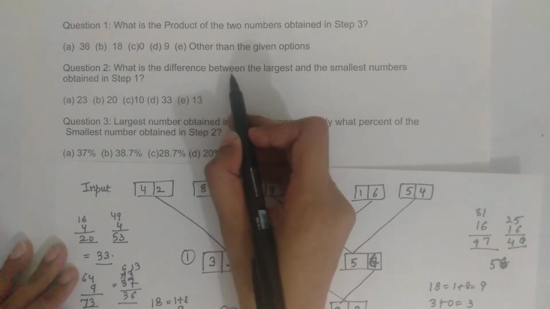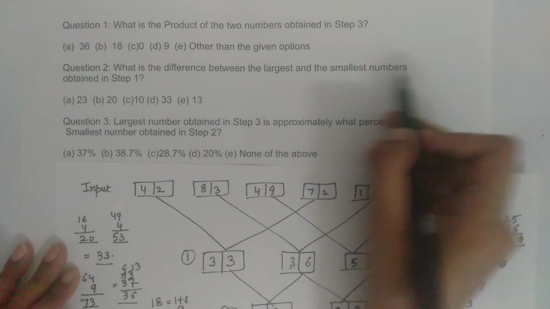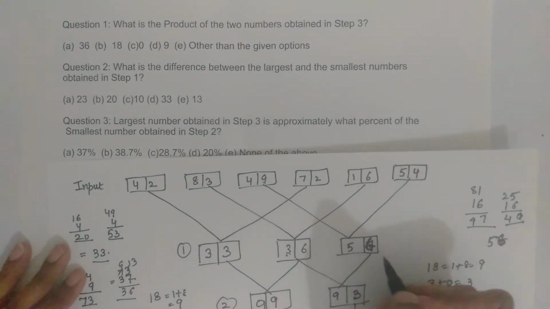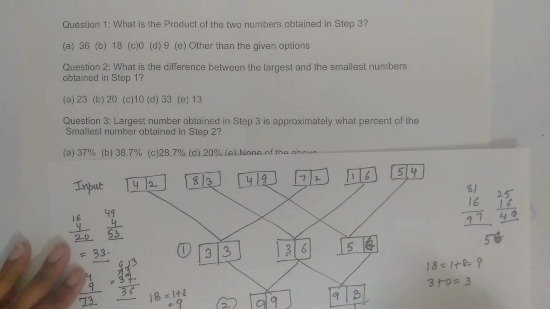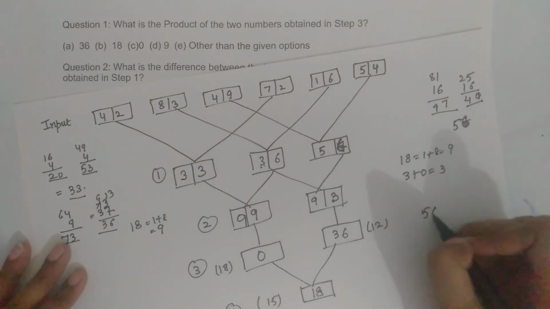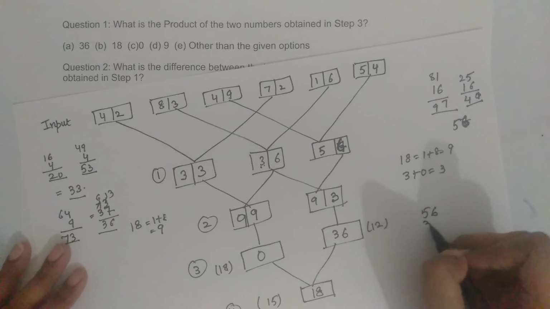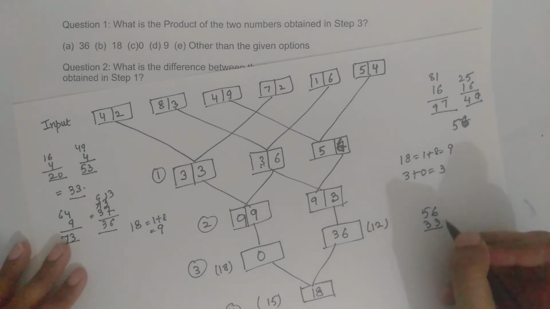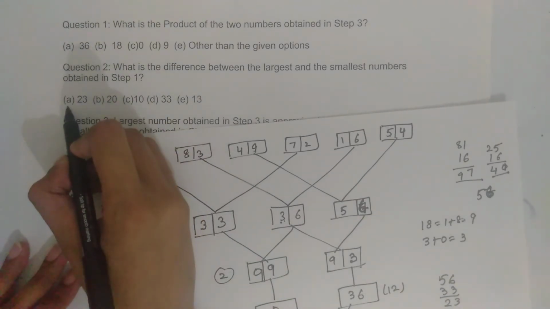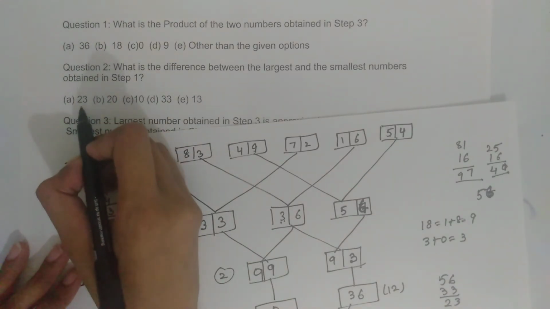What is the difference between the largest and the smallest number obtained in step 1? Take the largest number and smallest number of step 1, then find the difference between them. Now this was the step 1. Largest number was 56 and the smallest number was 33. When you subtract 33 from 56, you will get 23. So the right answer over here is option A, that is 23.